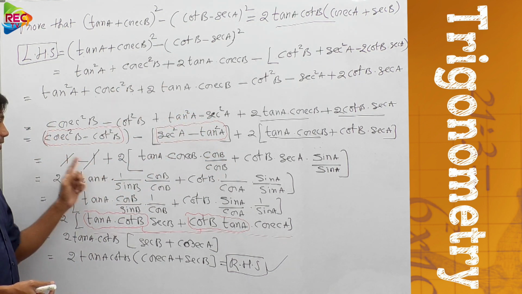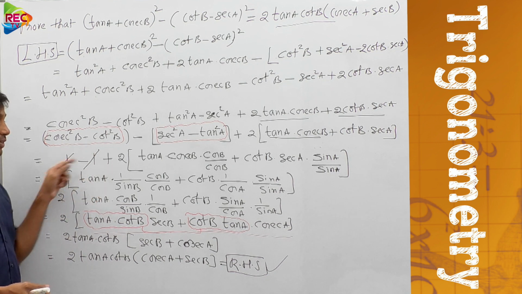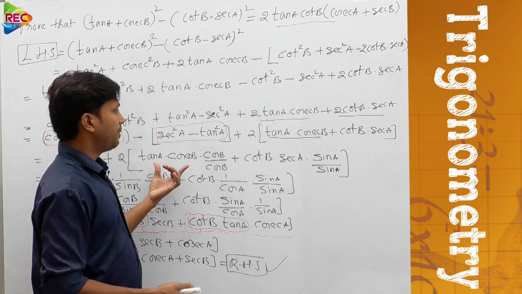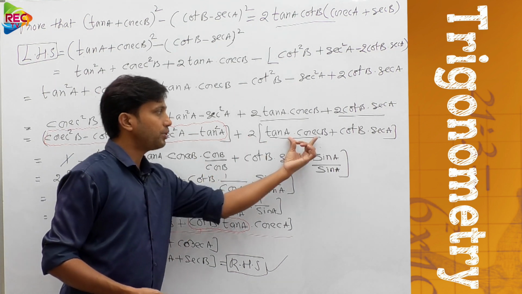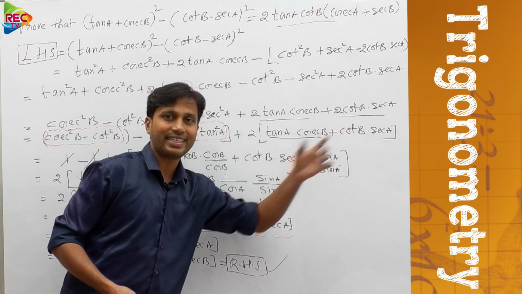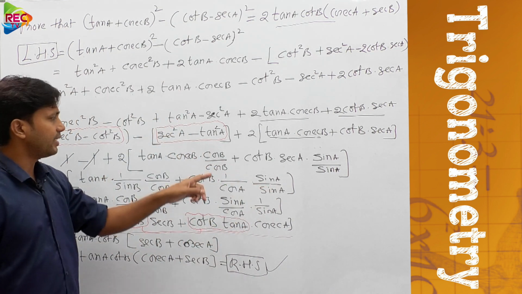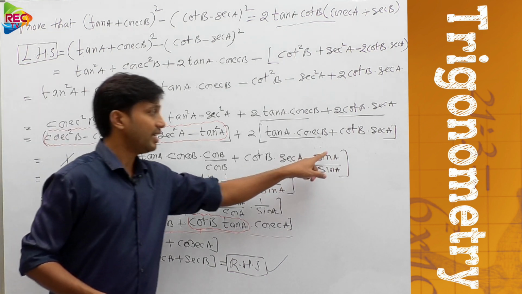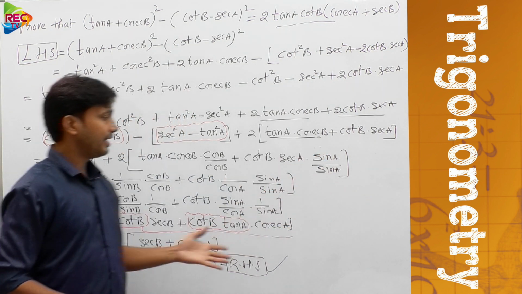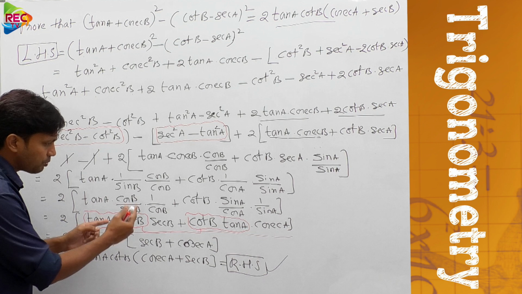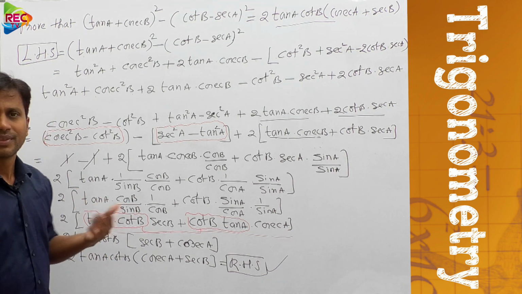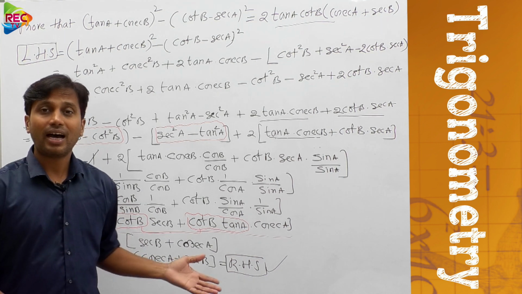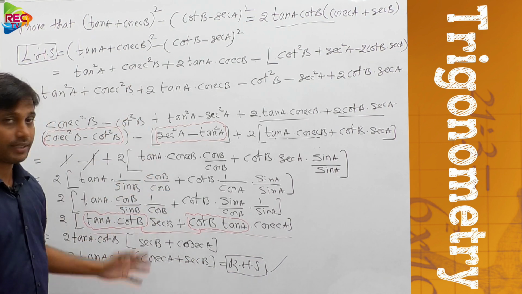We put the values of those identities and we cancelled, and then we did a small rearrangement between these two AB terms, that is, 2 into tan A cosecant B plus cot B secant A. For that we multiplied and divided with cos B, and here we multiplied and divided with sin A, and then we made some small rearrangements to solve this problem further, and finally we obtained our required RHS part, so thus we can solve it.